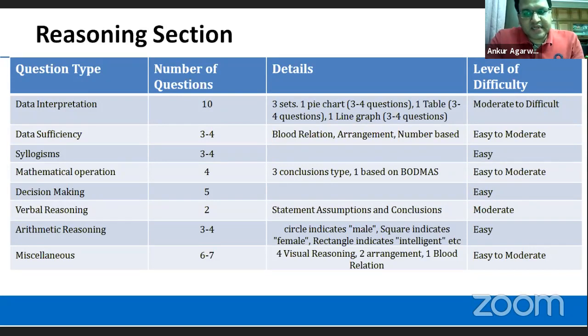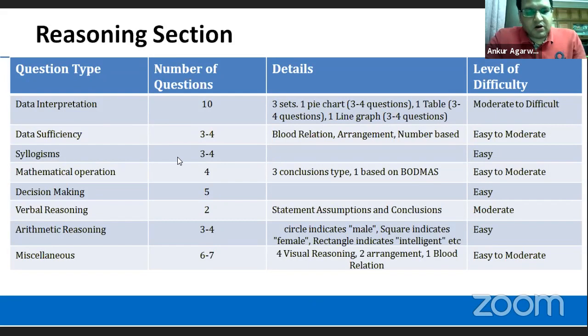Just that yesterday there were 2 sets. Today, DI had 3 sets. One set on pie chart, one set on tables, and one set on line graph. Okay. So the pie chart set, students have reported it to be on the easier side, whereas the set on the table and line graph, students found it a little bit on the calculative side.